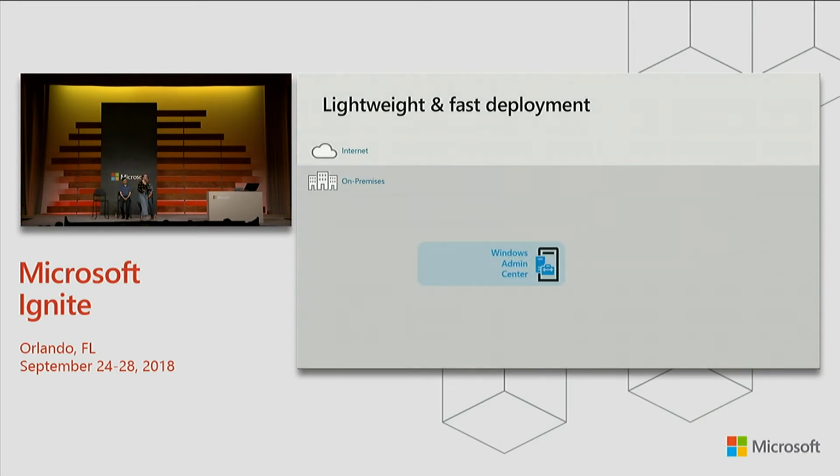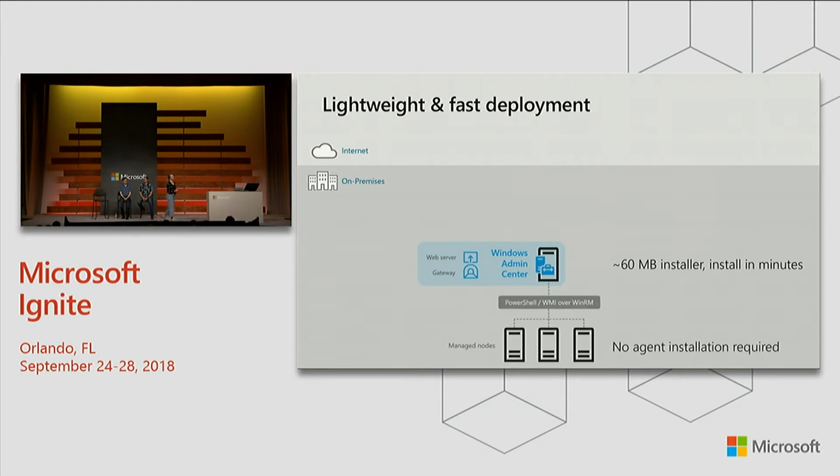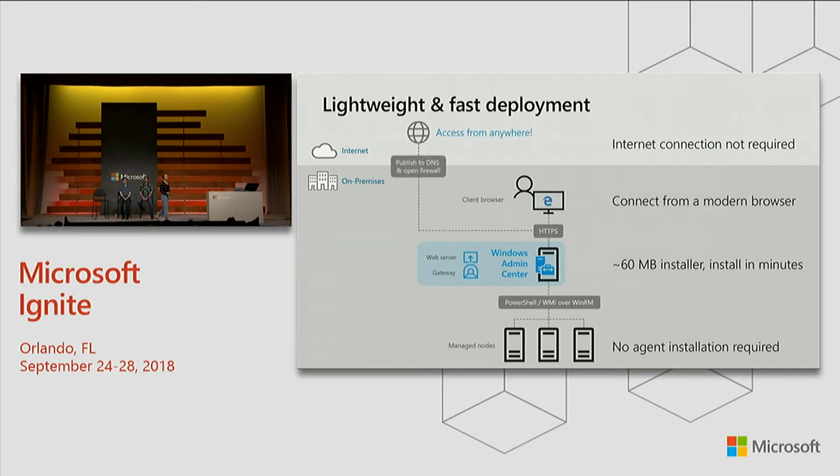Windows Admin Center consists of two main components that are packaged together in a single lightweight installer. You install it in literally just minutes. You'll manage your target nodes over PowerShell and WMI over WinRM, which means there's no agent required to be installed on the nodes that you wish to manage. You'll connect from a modern browser over a secure HTTPS connection. And you'll notice that nothing I've described thus far has an internet dependency. It can all be deployed on premises. However, if I do want to publish my web server to DNS and open the firewall, I can get access from anywhere to manage my servers.